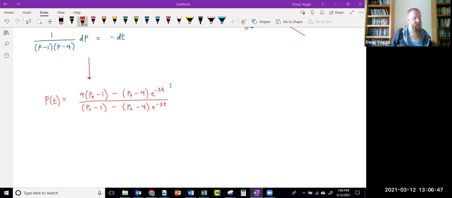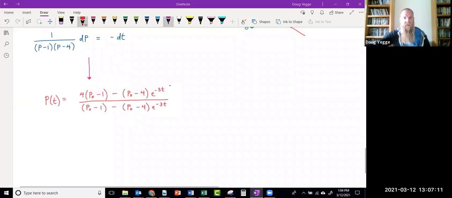It says, use the information to determine whether the fishery population becomes extinct in finite time. So let's think about what that means. If we want to find when the population becomes extinct, why don't we just set the population to 0? If we set the population here to be 0 and solve for t, we'll determine whether we get an infinity or an actual value.